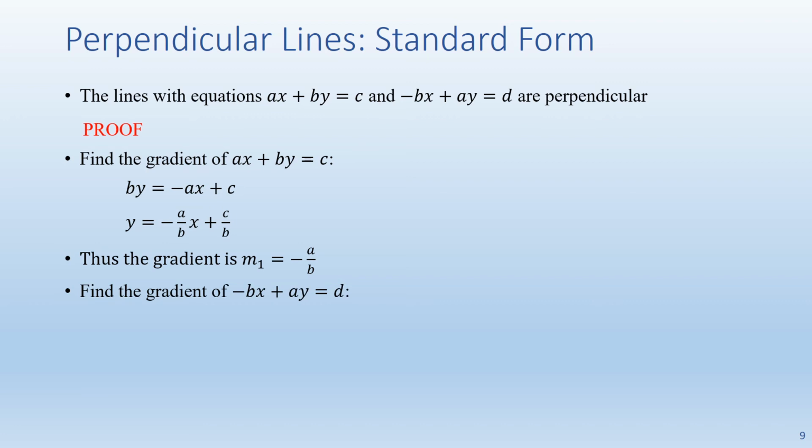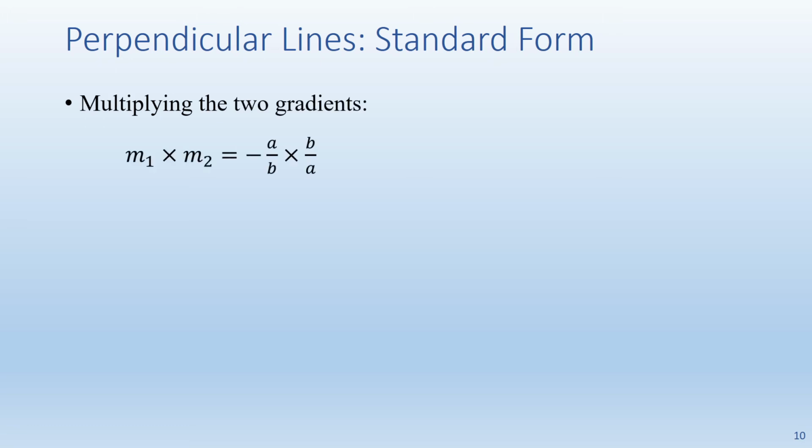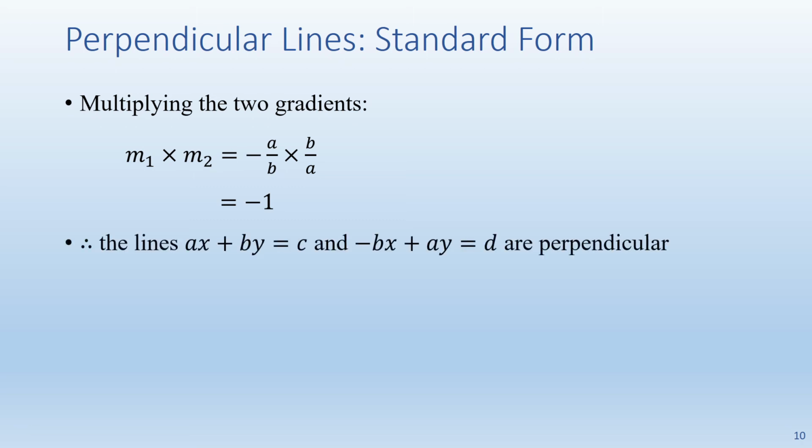Let's do the same with the second equation. We'll put the bx over the other side and then divide by a, and so our gradient here is b over a. Let's now multiply those two gradients together, and we'll see there that the b's cancel out and the a's cancel out to leave us with -1. Because their product is -1, then the lines are perpendicular.